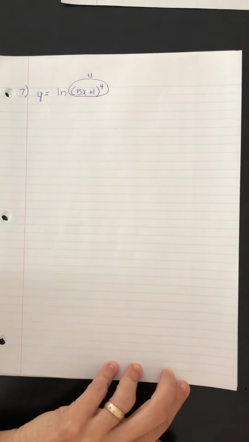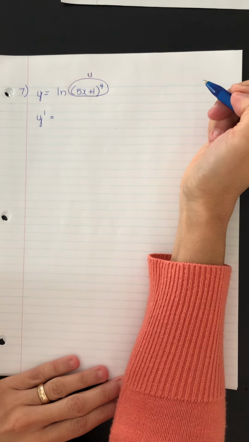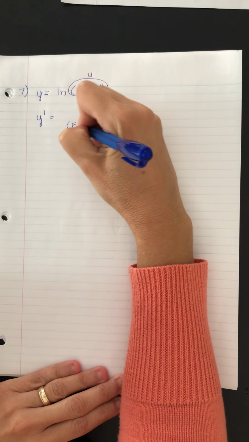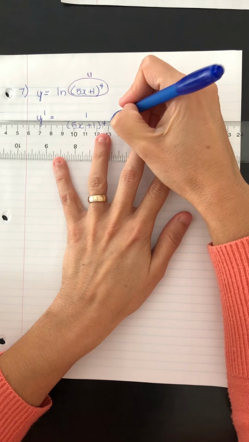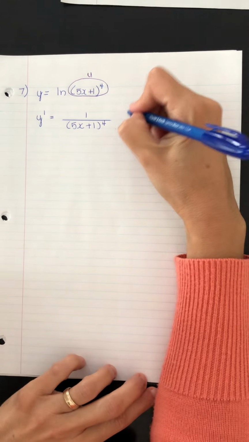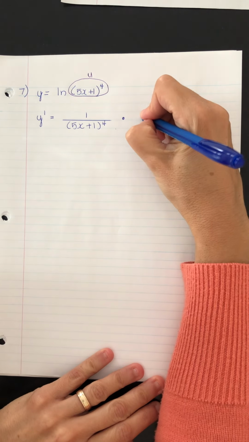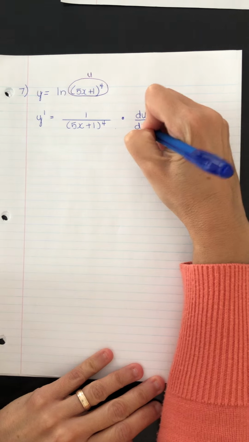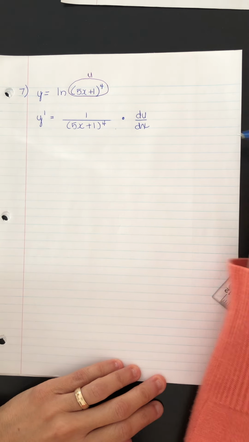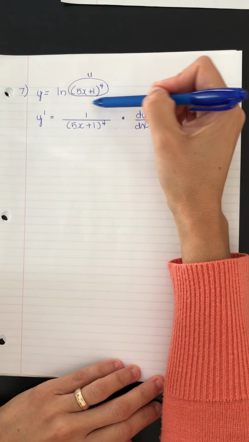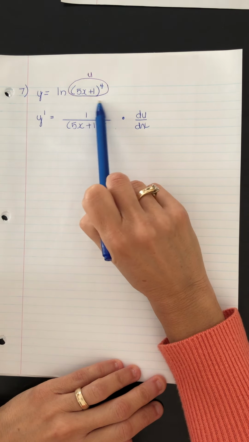Okay, so if we have a ln of u function, we know the derivative has 2 parts. The first part is 1 over u. So that's the 1 over u part. And then I'm supposed to multiply that by the derivative of the function u. So right here, we need the derivative of 5x plus 1 to the power of 4. Well, how do you form its derivative? Well, in fact, it requires the chain rule.